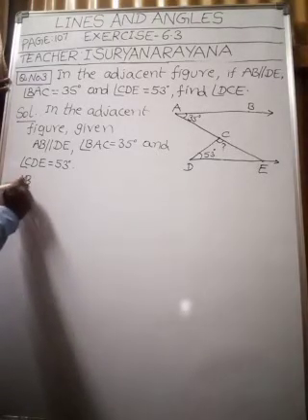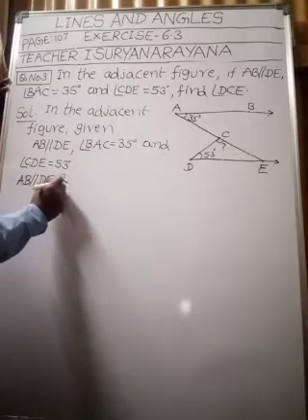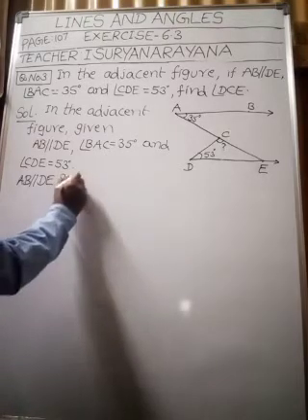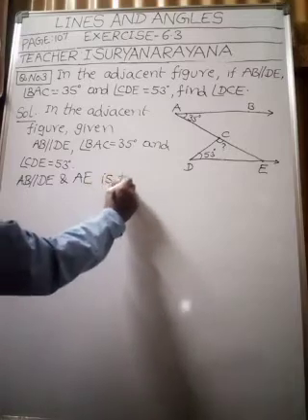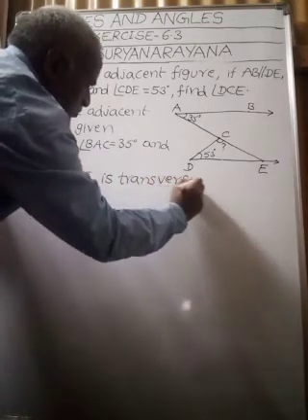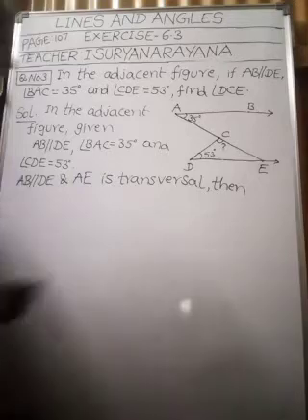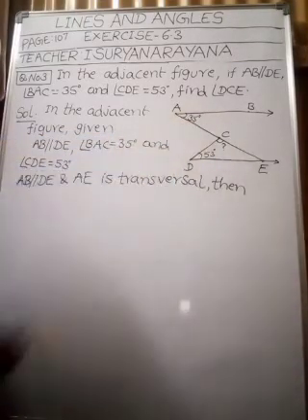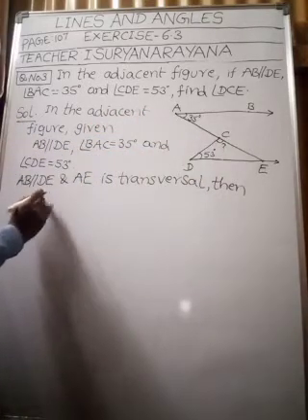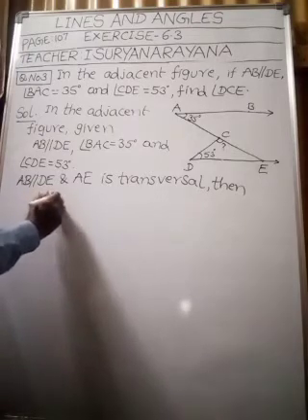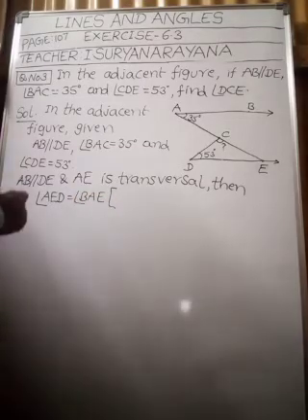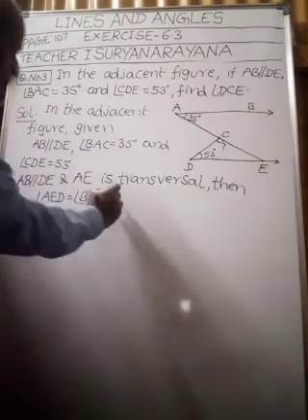AB is parallel to DE and AE is a transversal, then angle BAE is equal to angle AED, because these two angles are a pair of alternate interior angles.